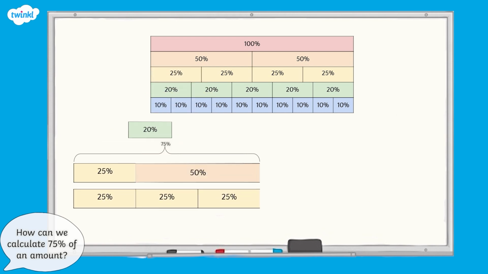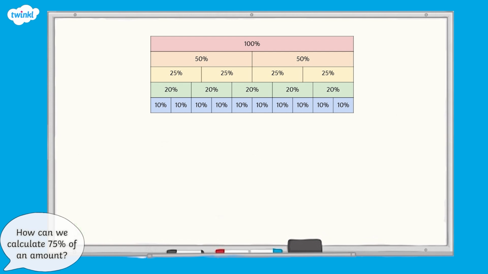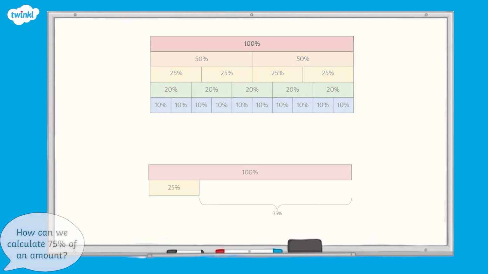We could find 20%, 20%, 10% and 25% and add them all together, although this wouldn't be as efficient as the other methods. We could also use subtraction. We could find 100% and 25% and then subtract the 25% from the 100%. Now let's use some of these strategies to calculate a percentage of an amount.